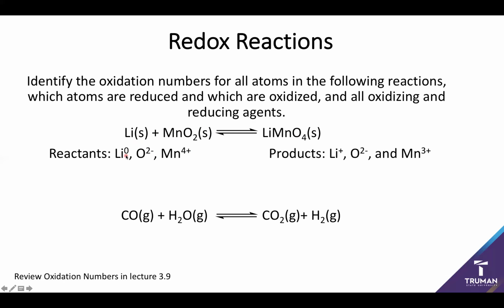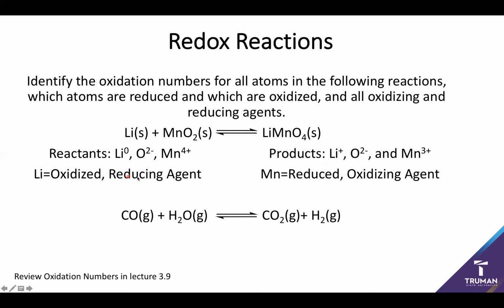So in this case, lithium starts with an oxidation state of 0. Oxygen starts with 2-, manganese at 4+. Our products, lithium is now 1+, oxygen is still 2-, and manganese is now 3+. So now we have to figure out who gained and who lost. So the lithium ends up increasing in oxidation number. It's being oxidized, which means it's a reducing agent. Similarly, manganese, its oxidation number decreases, it's gaining electrons, which means it's an oxidizing agent.